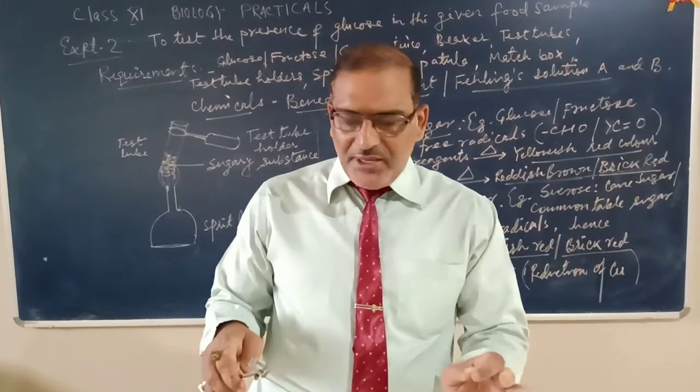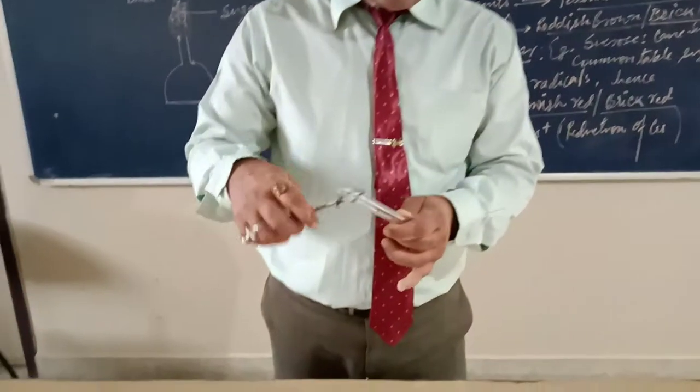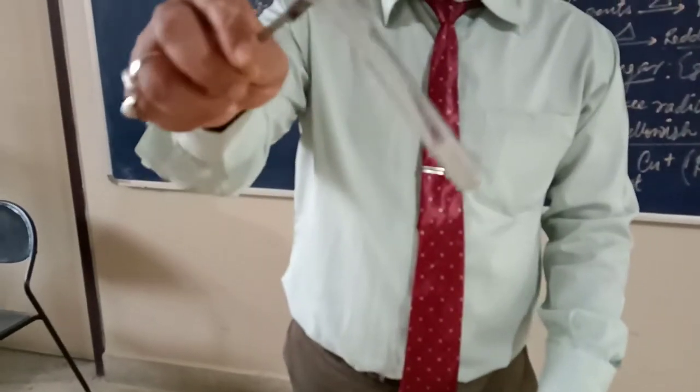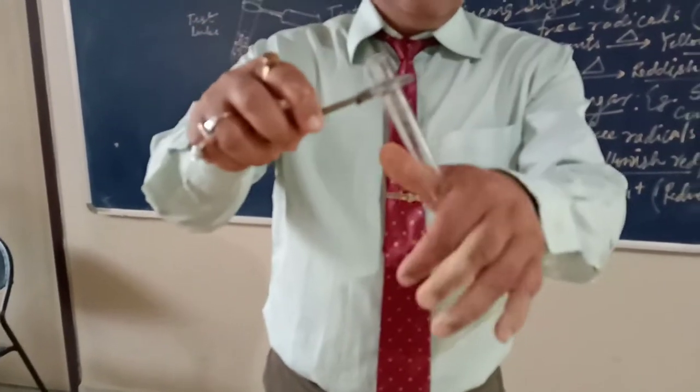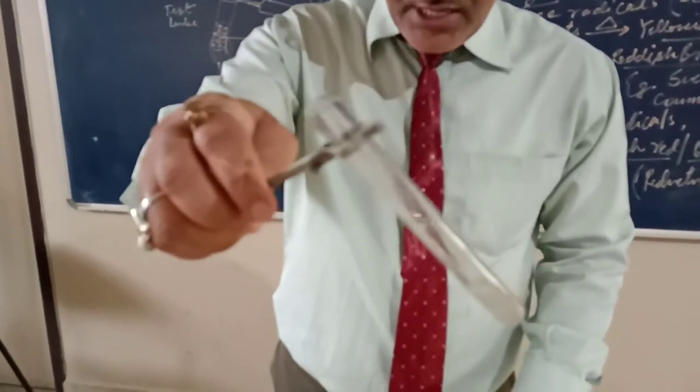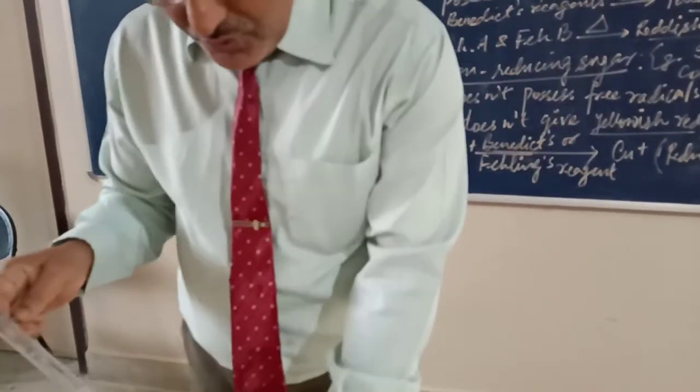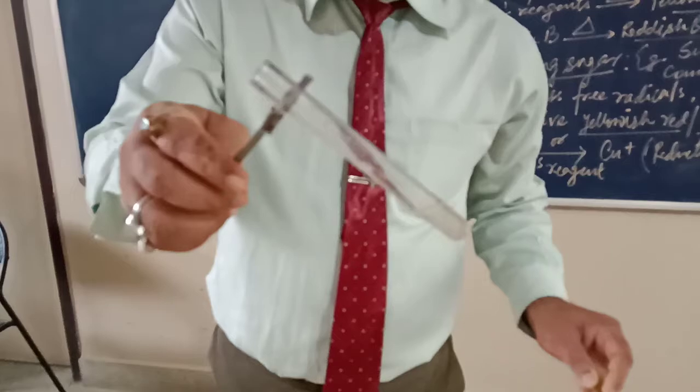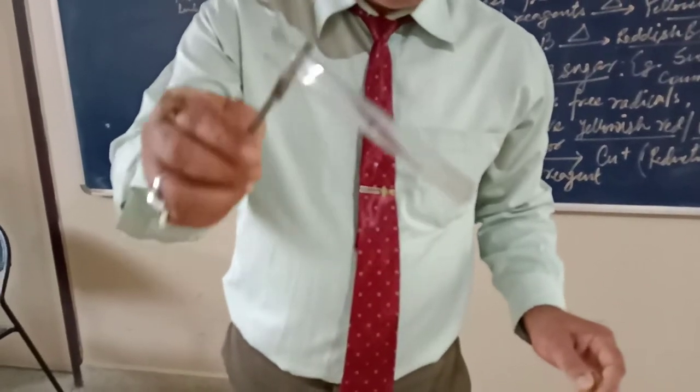But now it is open. I have taken glucose solution. You see, it is colorless. Now I have to put 5 to 6 drops of Benedict reagent.